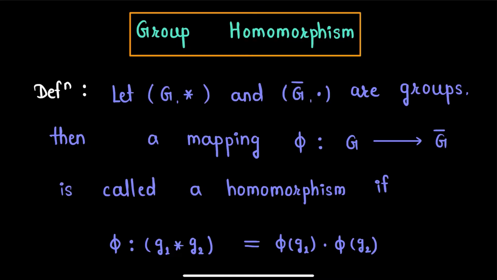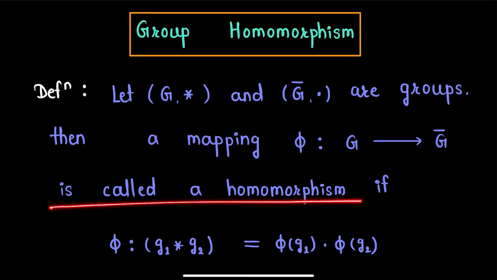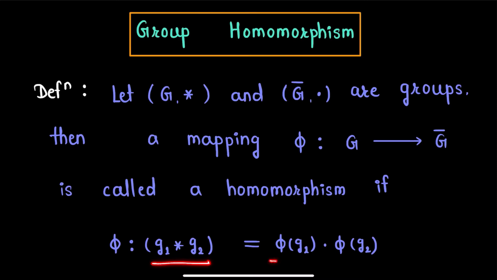Let G with respect to star and G bar with respect to dot be groups. Then a mapping phi from group G to group G bar is called a homomorphism if phi of g1 star g2 is the same as phi of g1 dot phi of g2.